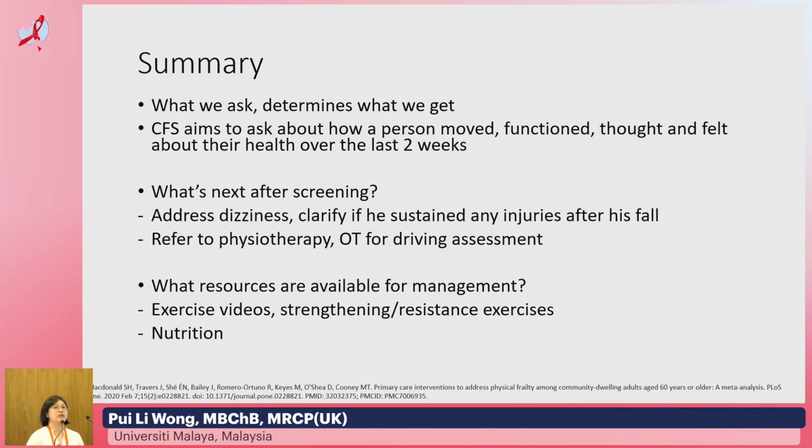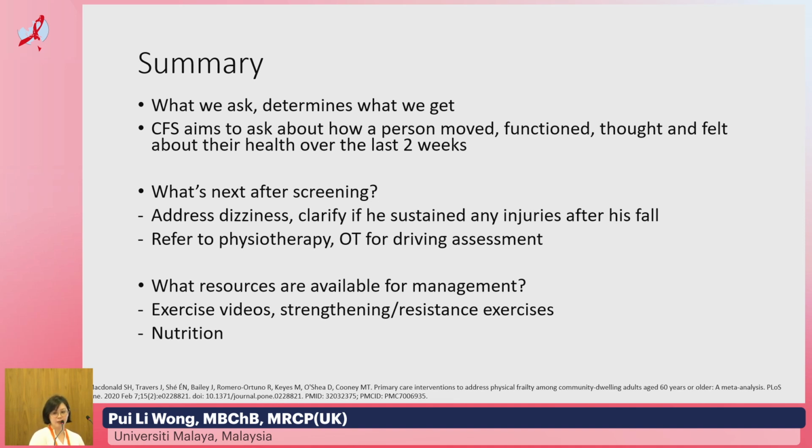And the next question that everyone always asks after screening is, what do we do after we screen, right? We were discussing this together before preparing for this session. And really, I think when you listen to the consultation, he brought up a lot of issues. Just by asking those questions, you find out he's dizzy, he had a fall, he's lost confidence in driving, he requires help to go out. And actually, those are the things that we can address, right? Whenever someone's dizzy, we have to address why they're dizzy, sort that out, and we can actually improve his frailty.